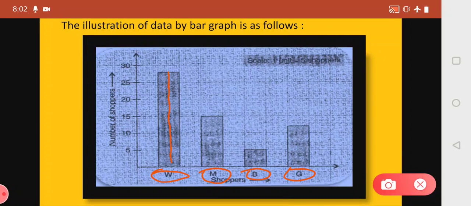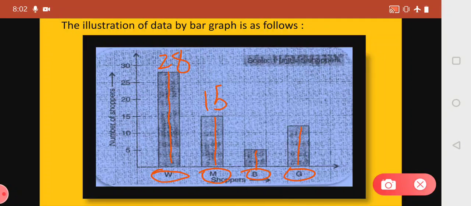Similarly man, we are having 15. Yes, you can also write here, no problem if you write this is 28, this is 15. Actually we do not write in a bar graph, but better we write in a histogram only. Yes, then boys are 5 and girls are 12.